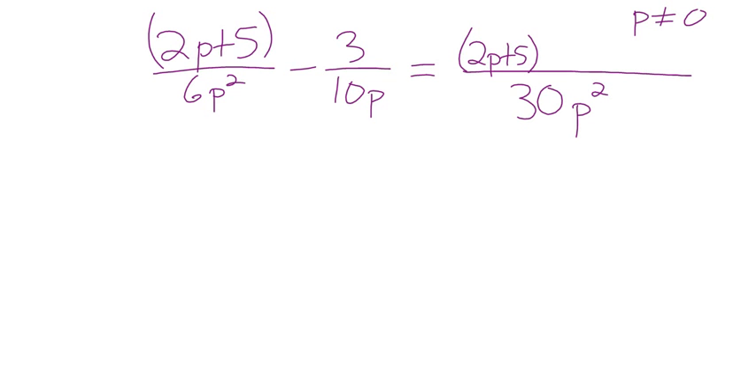What do we need to do to the 2p plus 5? We've got to times it by 5, right? To get 30p squared, we multiply by 5. Minus, because that's what's there. And what do we do with the 3 to get 30p squared? Times it by 3p.